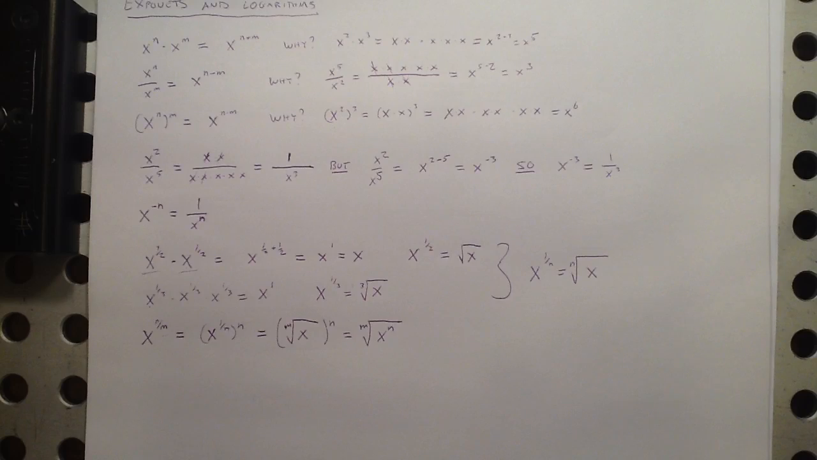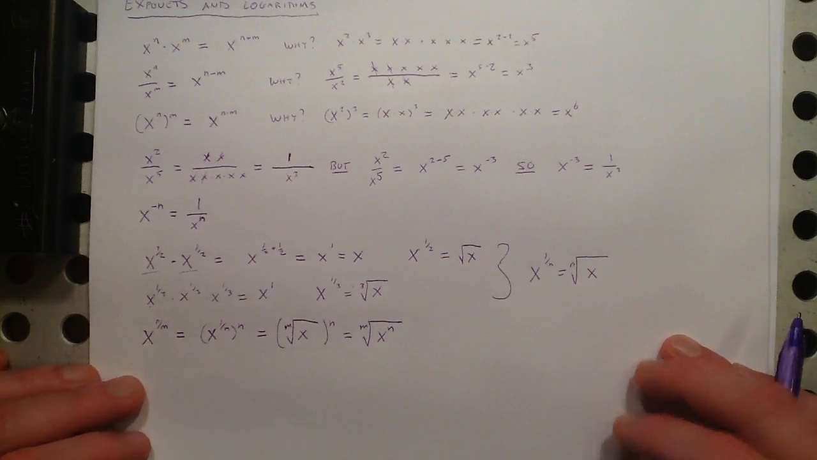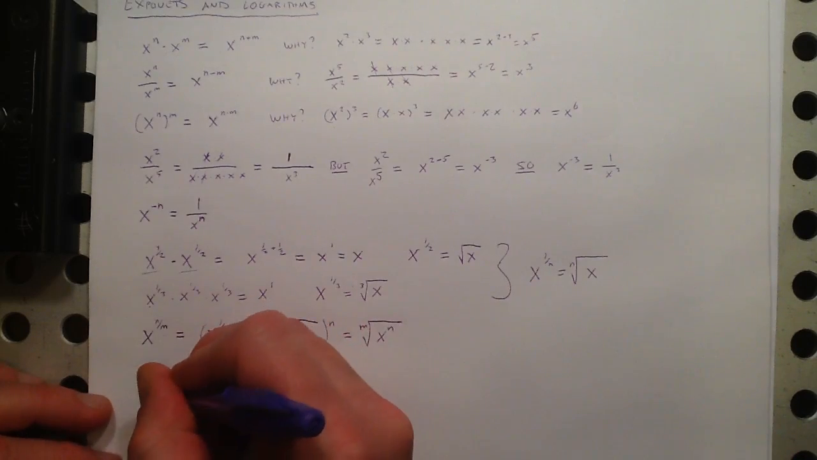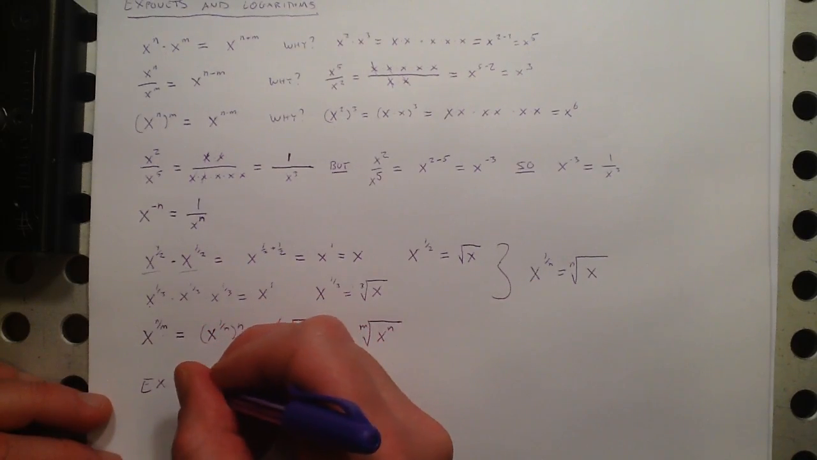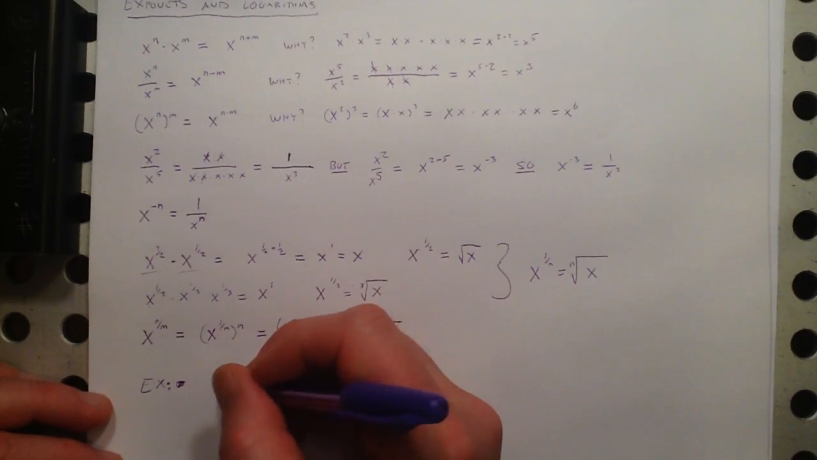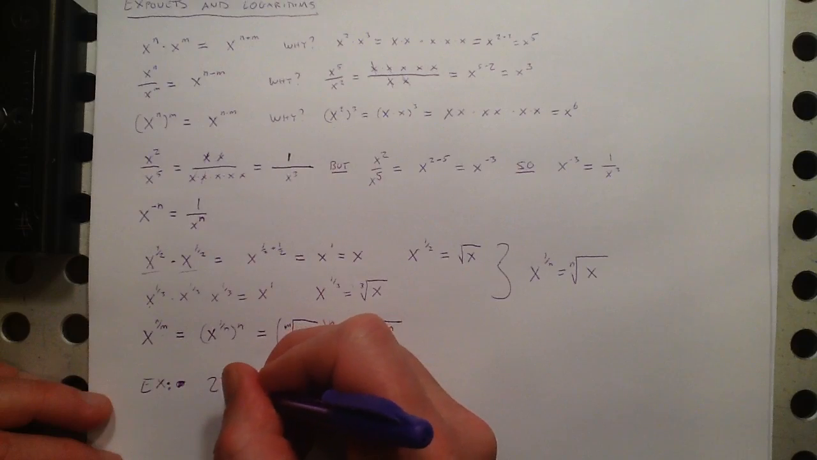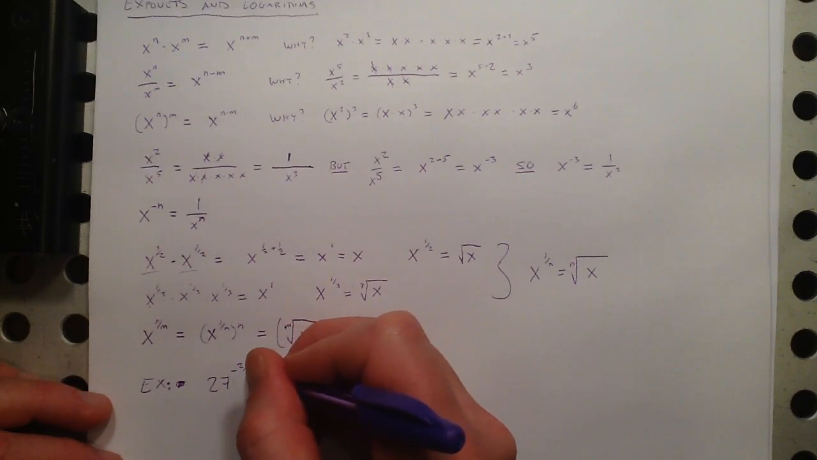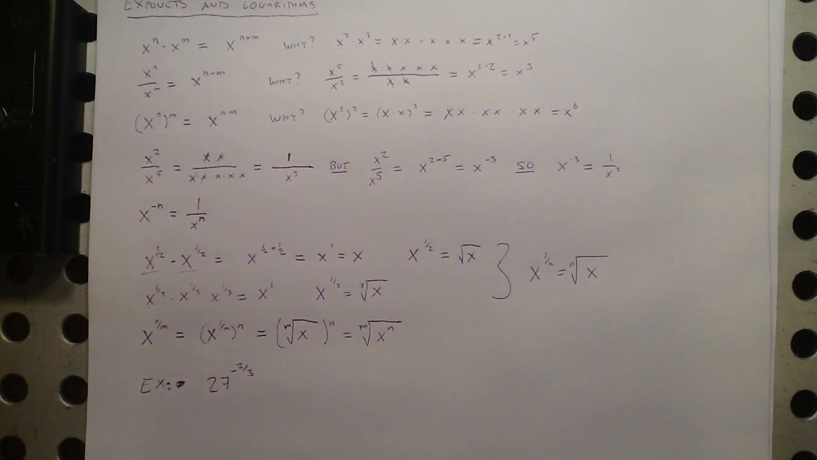So, those are rules to be very familiar with. We want to be able to do comfortably, for example, if I asked you to do this, what's 27 to the negative 2/3 power? I want to be able to do that comfortably without the use of a calculator.